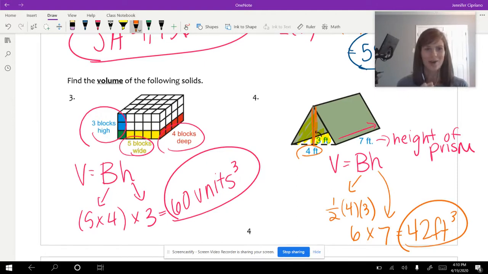All right, so those are your notes for prisms. You're going to do some practice now on volume and surface area. You're just using the formulas that we applied. Make sure that you read carefully for which one you're supposed to find.